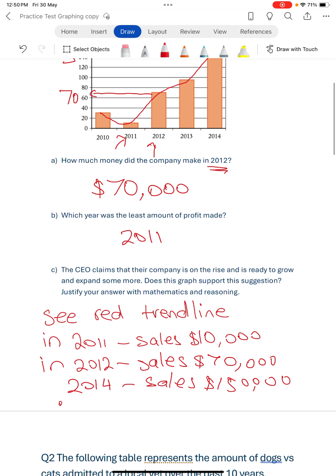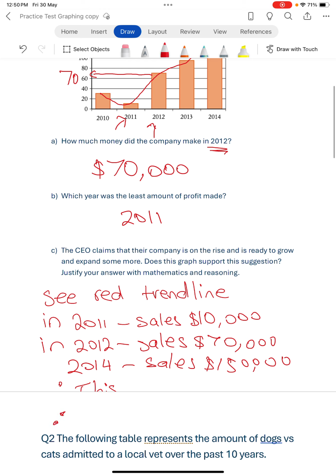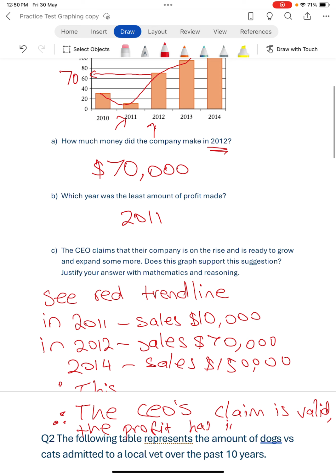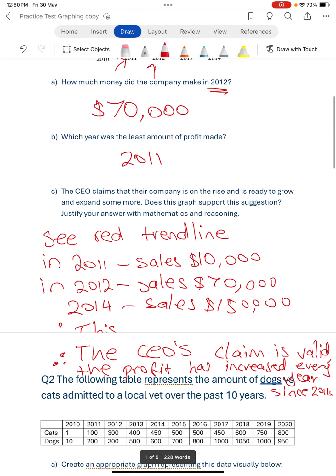So I would say, therefore, I'm running out of page space, so I'll do it on the next page. Therefore, the CEO claim is valid. The profit has increased every year since 2011. So something like that would be adequate.